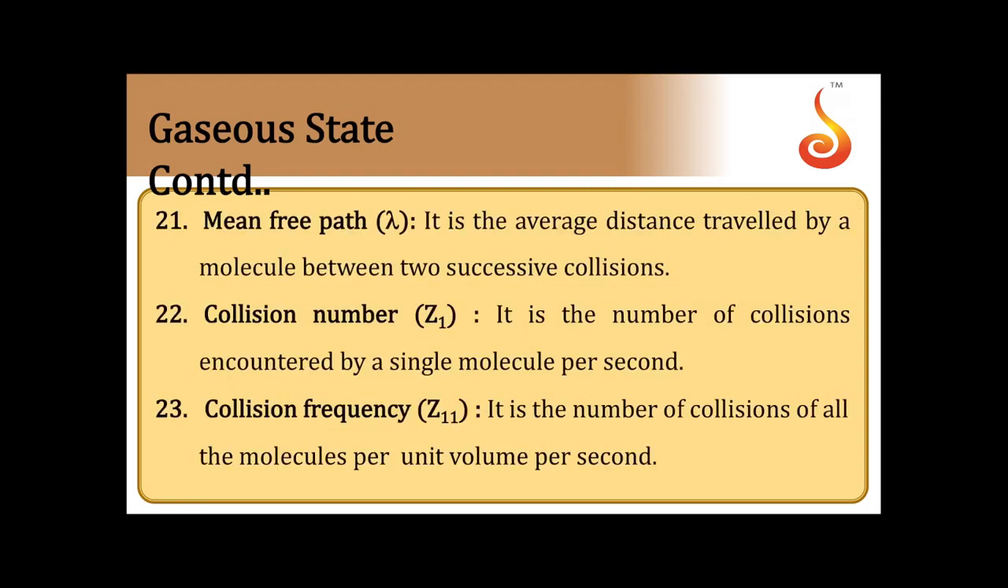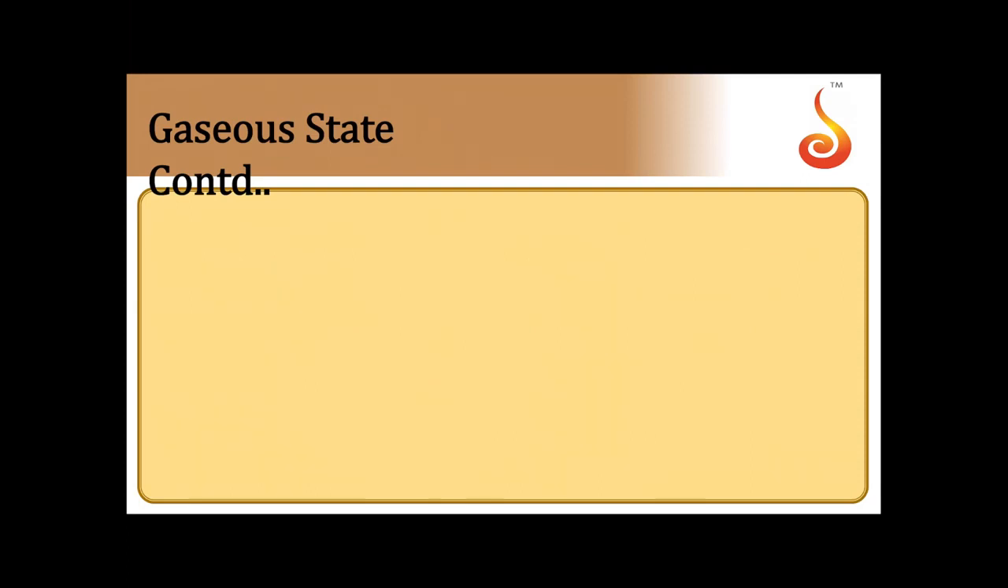Then comes mean free path. It is the average distance traveled by a molecule between two successive collisions. When you take a molecule moving from a point A, since molecules randomly move in all directions, they will be colliding with each other. Let us suppose it is hitting another molecule B. Because of collision, it will be changing its direction. Let us suppose direction is something like this. Again it hits some other molecule, say C, and again some other molecule D, and so on. Now the total distance travelled between all these collisions is AB plus BC plus CD.